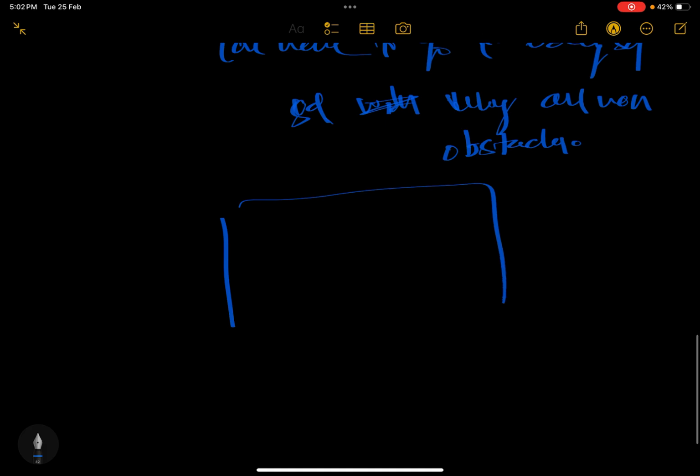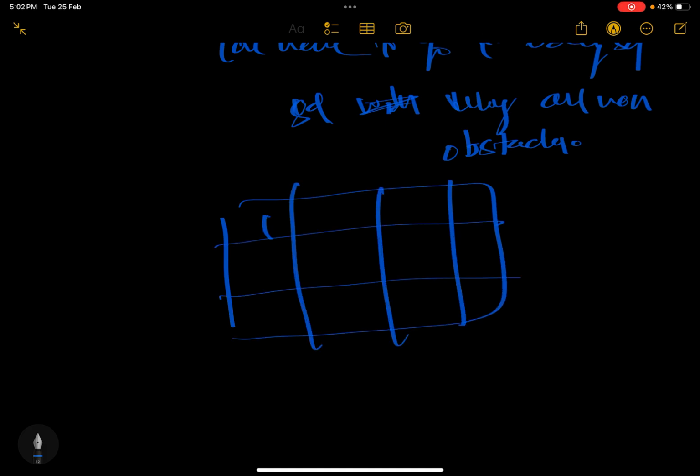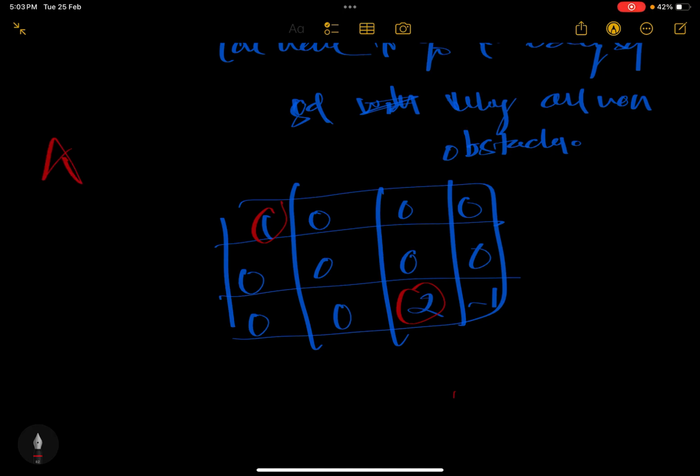So the given test case was this: 1 0 0 0 0 0 0 0 0 0 2 minus 1. As the question says, you have to go from this to this using all the non-obstacle cells, and non-obstacle cells are denoted by 0. So what can the approach be? You have to move 4-directionally, either up, left, right or down, which means you are allowed to go anywhere.